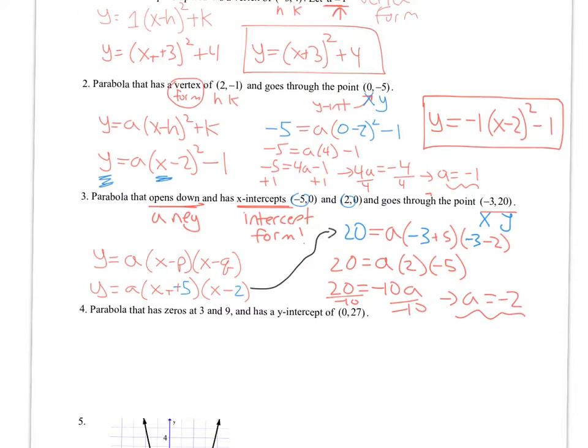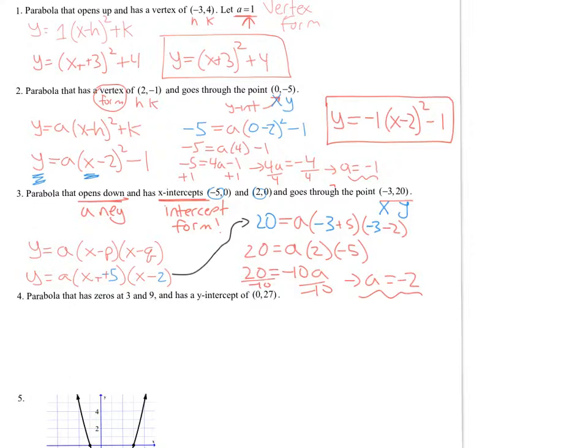And just like last time, I'm going to take my newfound a value and plug it in over here. So we'll get y equals, and then it's a, but that's negative 2, times (x plus 5) times (x minus 2). And there's our equation.